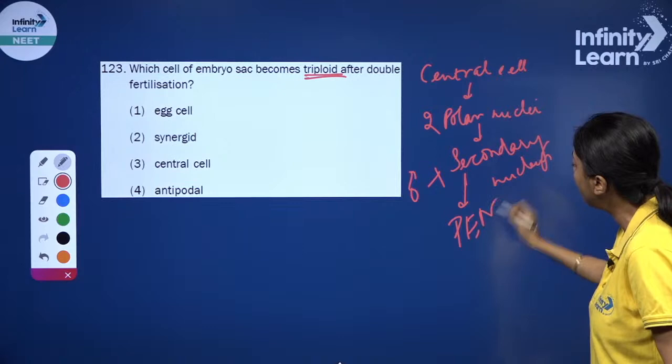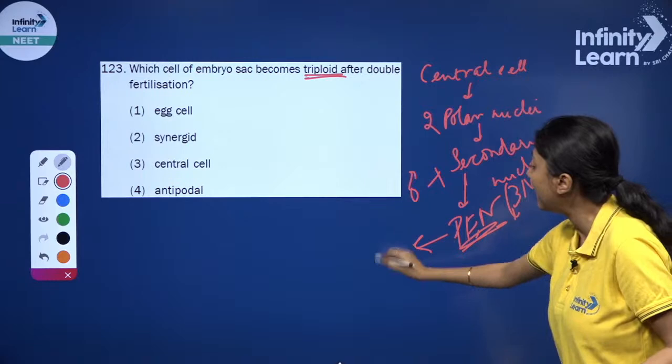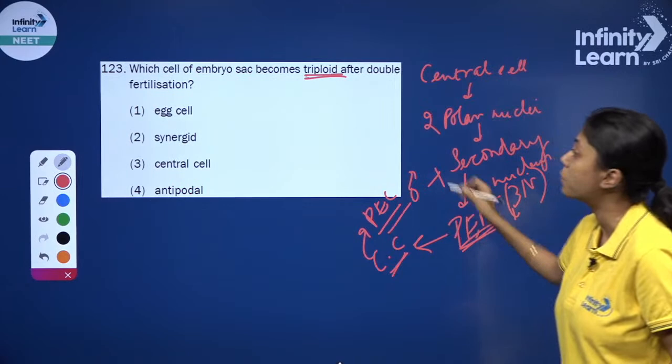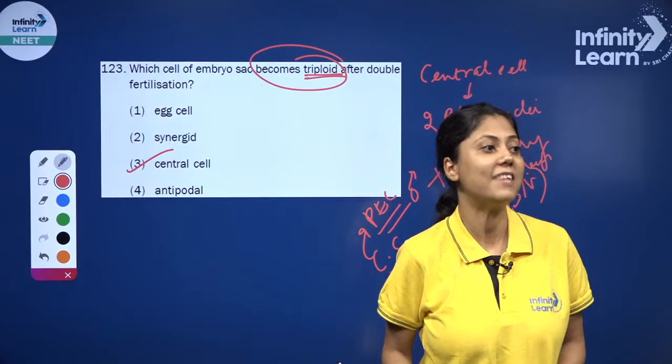will be triploid. And where exactly is the primary endosperm nucleus present? The primary endosperm nucleus is present in the central cell. And this central cell will now form the primary endosperm cell. So which cell of the embryo sac would become triploid? The answer would be the central cell. I hope it is clear. Double fertilization.